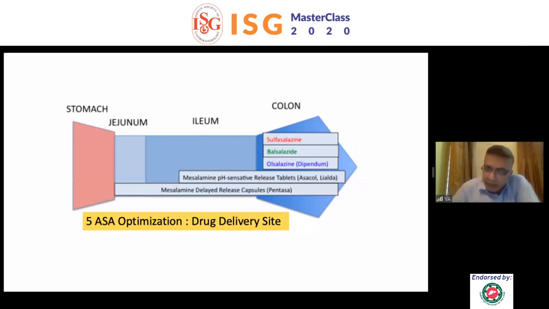The second thing when you give 5-ASA is optimize. What is the optimization for 5-ASA in Crohn's disease? The mistake often made is that the drug delivery site is very important for different kinds of 5-ASAs, and so one should be careful about that. If it is only a colonic disease, then sulfasalazine will work. Sulfasalazine will not work if it is an ileal or jejunal disease. If it is just a terminal ileal disease, then mesalamine pH-sensitive release tablets would work. If it is a jejunal disease, proximal ileum disease, then mesalamine delayed release capsules are going to work. So depending upon the site of involvement, you will have to tailor your 5-ASAs.